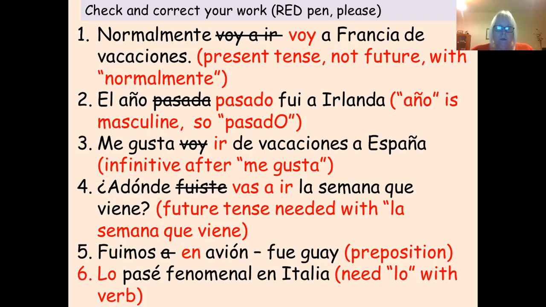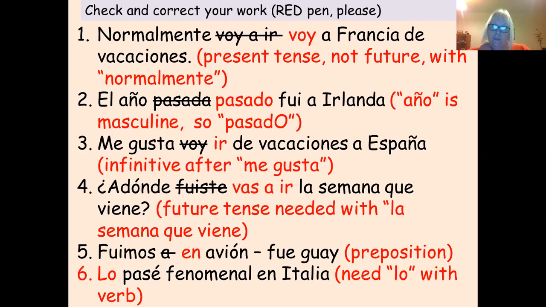And the last one, it was just pasé fenomenal en Italia. You need to have lo in there, which is what we did last lesson, or the first lesson this week, rather, looking at that structure, pasarlo, plus an adverb. So it has to be lo pasé fenomenal en Italia.